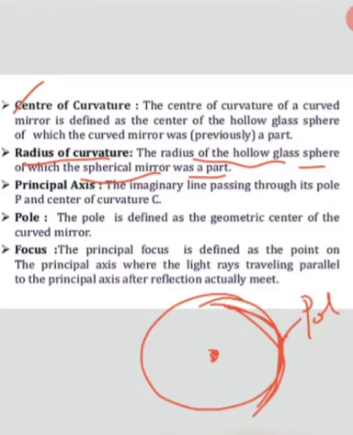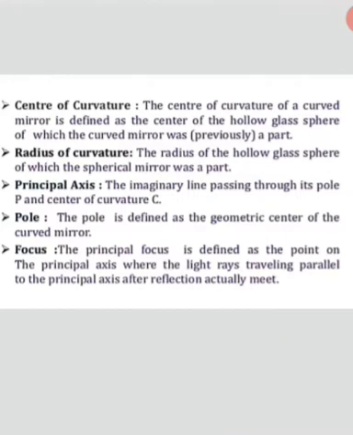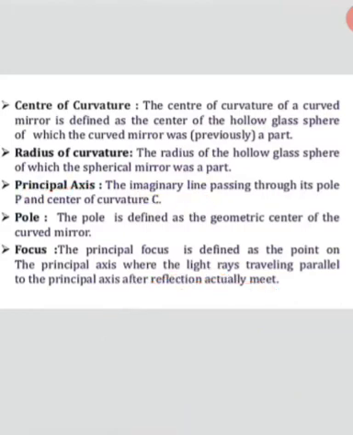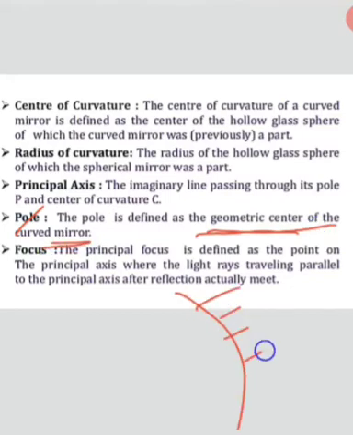Then a line moving from this, suppose this is the center of curvature and this is the pole. The line passing from the center of curvature to the pole, a straight horizontal imaginary line, is defined as the principal axis. This pole, I have already discussed, is defined as the geometric center of the curved mirror. It is a curved mirror and its center will be like this.